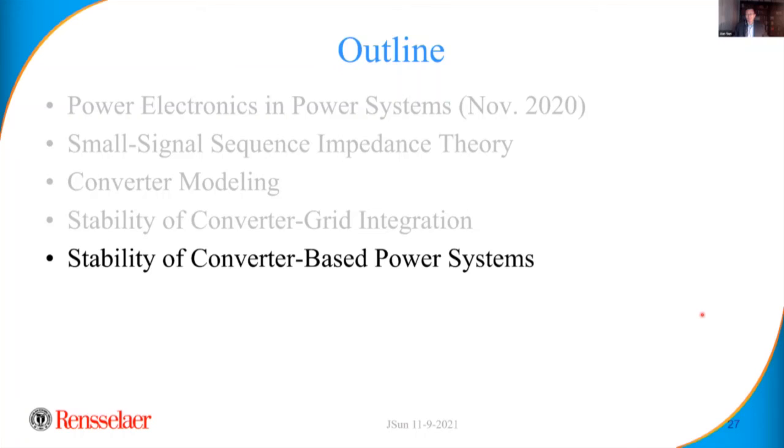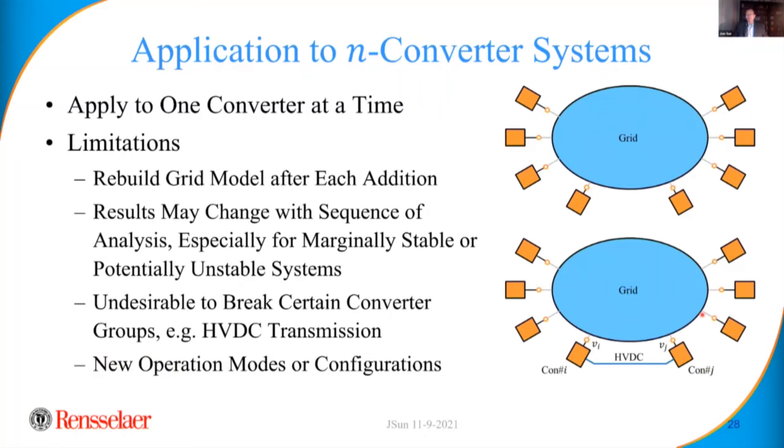So now instead of individual converters and wind farms connecting to the grid, we really start to talk about converter-based power systems. This is a simple picture to show what we mean by a converter-based power system. It really means many converters, not just one converter, right? In reality, the converters will be embedded in the grid, but just to make it easier to see, I purposely pull the converters out and put them on the outside. But you have multiple converters connected to the grid at different points.